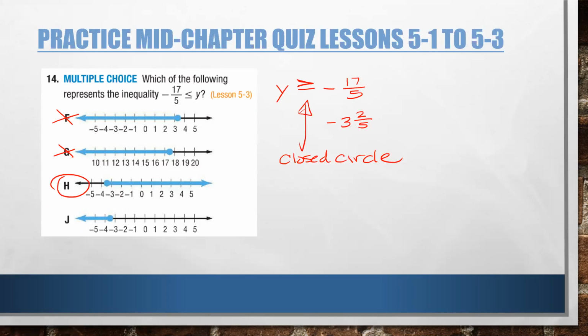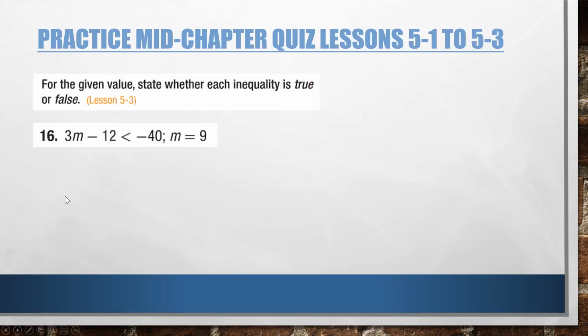Okay? All right. And this one here, it says, for the given value, state whether each inequality is true or false. Okay, so here it's giving you a possible solution. You have to decide, when I plug that into my inequality, is it going to be a true or a false statement? Okay, so I'm rewriting this inequality, and instead of m, I'm putting 9 in parentheses, less than -40. All right, so then I have 3 times 9. Use order of operations, multiply first. That would be 27 minus 12. Everything else is coming straight down. So 27 minus 12 is going to be 15, less than -40.